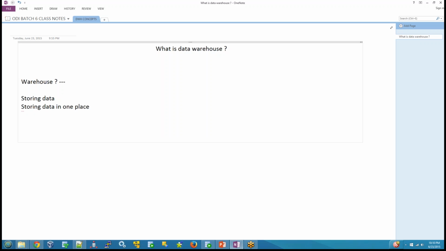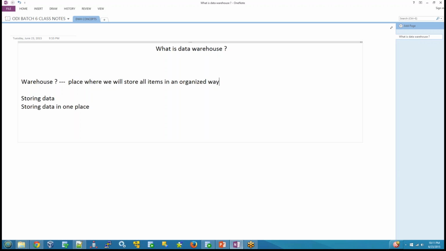What is a warehouse? I'm not talking about the data. Generally, what is a warehouse? Let's forget about the data warehouse, how we are going to design it and what the architecture is. Let's forget that one. But what is a warehouse? A place where you will store all your goods in an organized way. Let's forget about the data-related items. That's a very important thing.